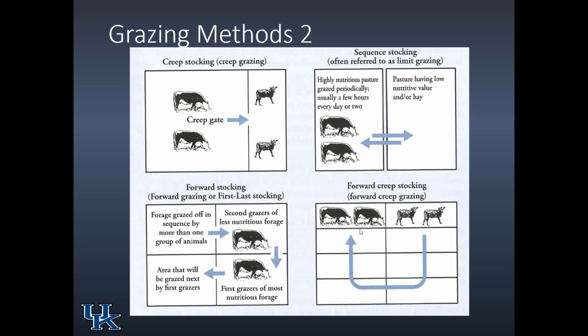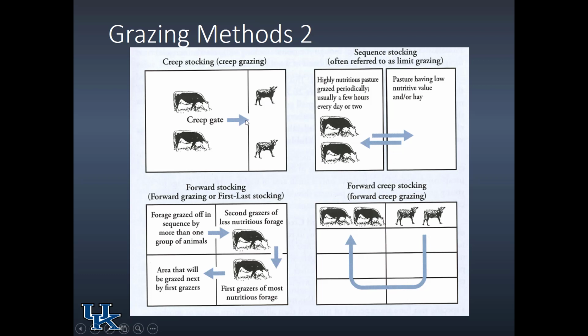The next page of stocking methods or grazing methods is much less common, but you may find them referred to. Number 1, in the upper left, creep stocking or creep grazing, where you have calves or younger livestock with older livestock. Of course, the calves can make better use of, or more efficiently use, good high quality forage for gain.